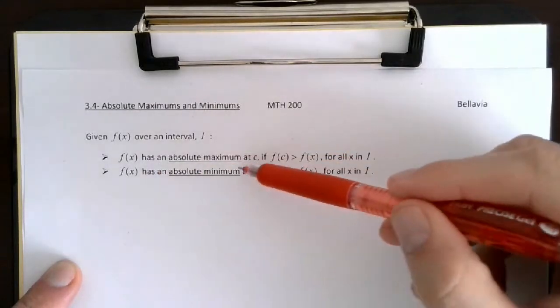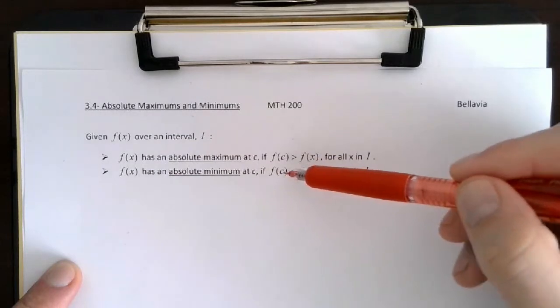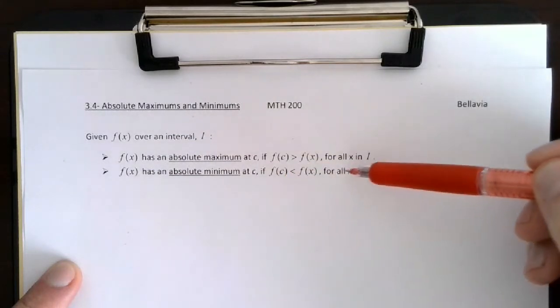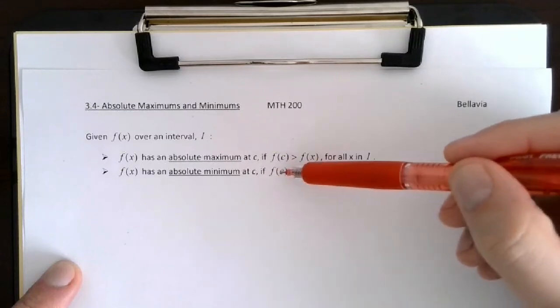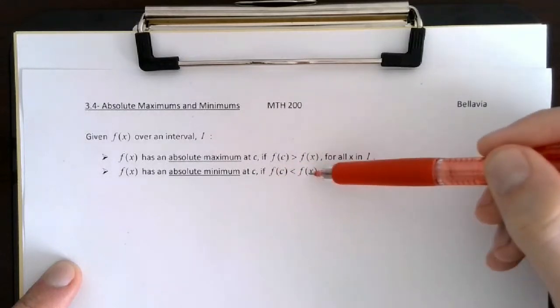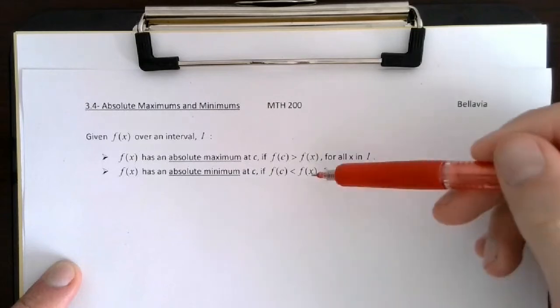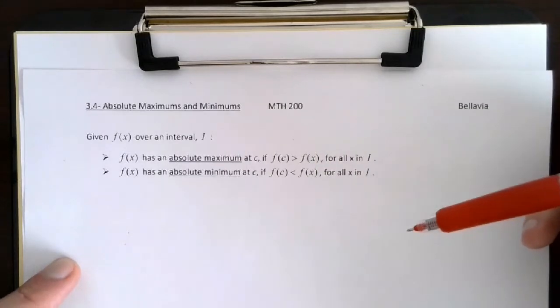f of x has an absolute minimum at x equals c if f of c is less than f of x for all x in I. In other words, when you evaluate the function at c, the y value you get is lower than all the other y values you would have for the function over the interval.